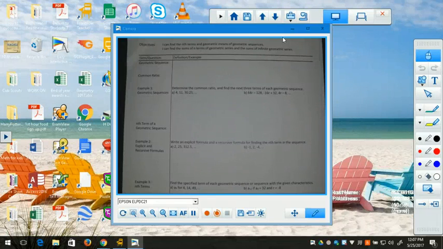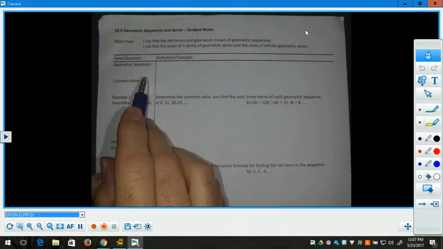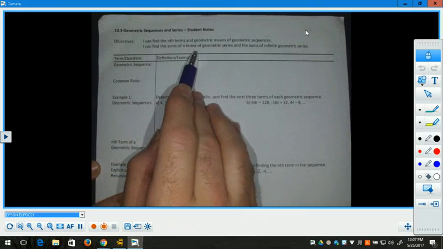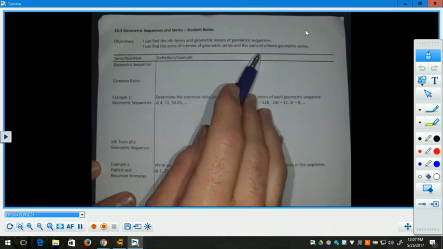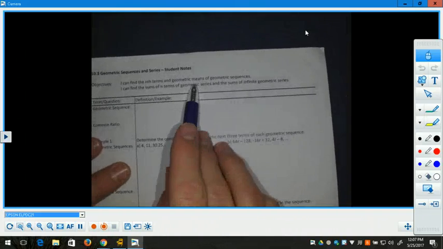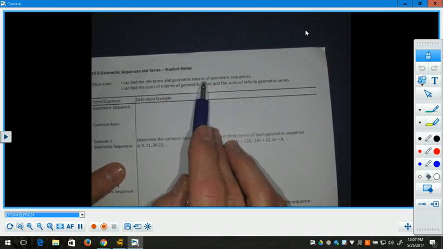Welcome to lesson 10.2, actually 10.3, day 2. Our learning target for this lesson is that you will be able to find the sums of the nth terms of geometric series and sums of infinite geometric series, as well as finishing up our first learning target, which is to be able to find geometric means.